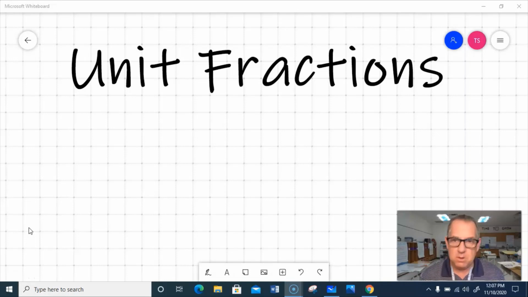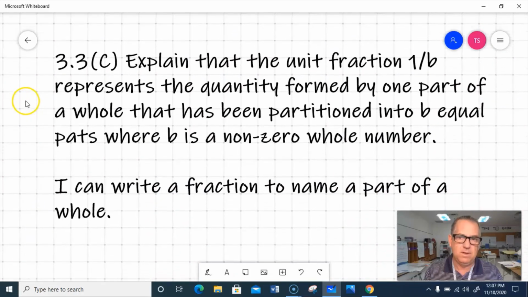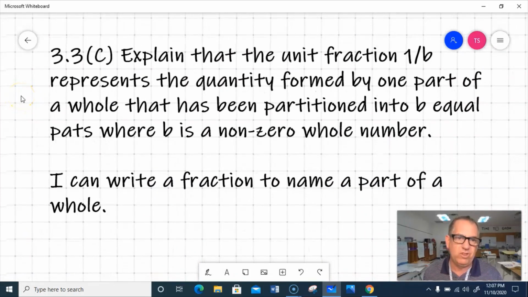We're getting ready to talk about unit fractions today, and let's go ahead and look at our objective. Our objective is 3.3c, and that's explain that a unit fraction is 1 over b, represented by the quantity formed by one part of a whole that has been partitioned into equal parts, where b is a non-zero whole number. It seems a little bit confusing, but in layman's terms, by the end of the lesson I can write a fraction to name the part of a whole.